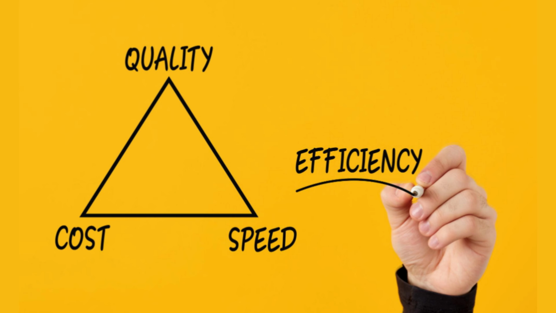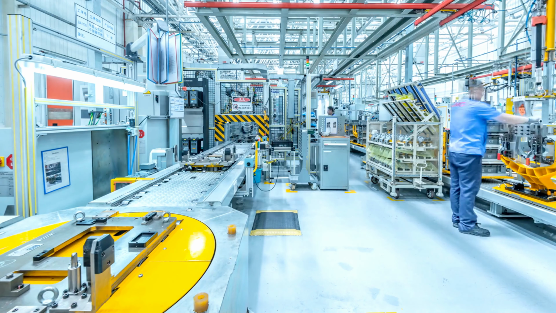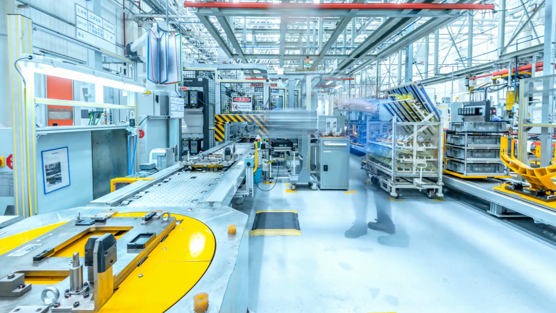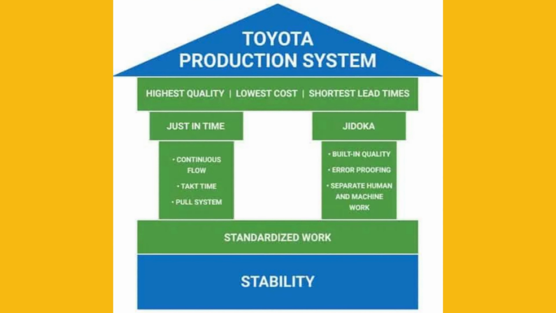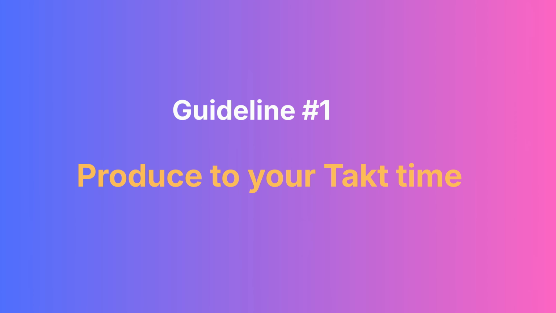So how can you, on your shop floor, actually get one process to produce only what the next process needs when it needs it? Fortunately, you can follow Toyota's lead and use the guidelines on the following pages. Guideline number 1. Produce to your Takt Time.